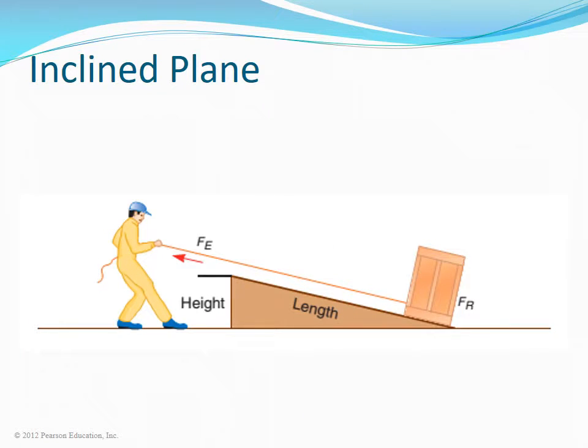An inclined plane is a plane surface set at an angle from the horizontal used to raise objects that are too heavy to lift vertically. Gangplanks, chutes, and ramps are all examples of the inclined plane.